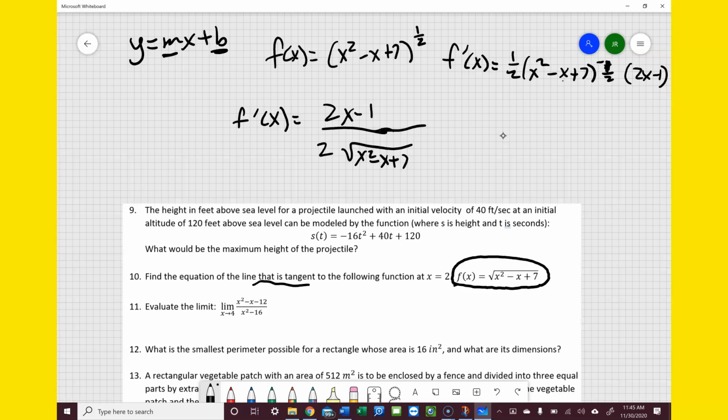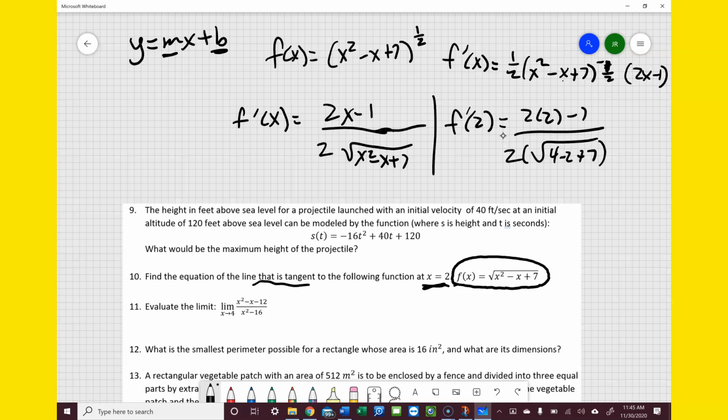And I'm just plugging in what? I'm plugging in x equals 2. So f prime of 2 is 2 times 2 minus 1 over 2 times the square root of 4 minus 2 plus 7. It's going to be 3 over, 4 minus 2 is 2, 2 plus 7 is 9, so square root of 9 is 3, 2 times 3 is 6. So 3 over 6, if I've done my arithmetic correctly, which is 1/2. So the slope is 1/2.